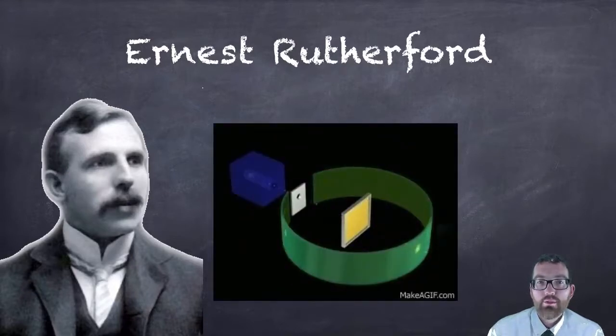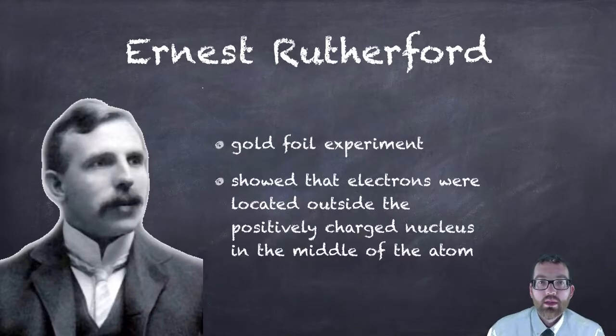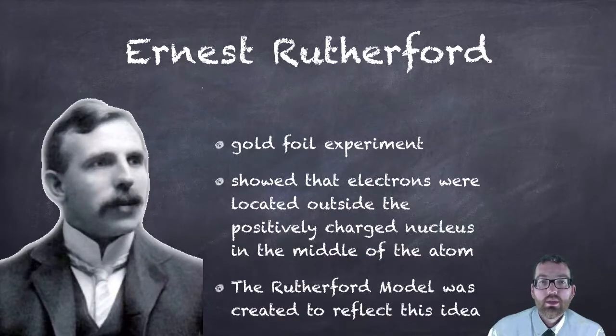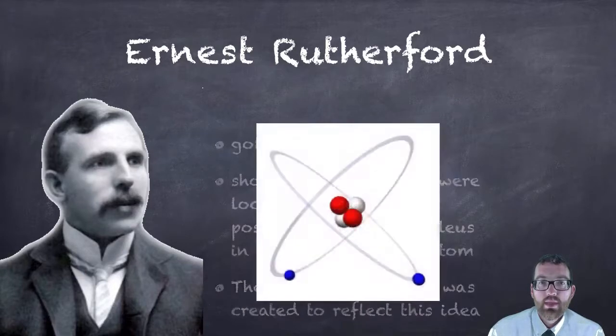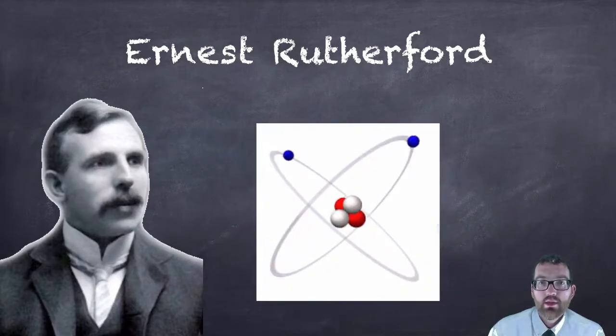Remember, he shot the alpha particles at gold foil and watched the backscattering on the detection screen. Well, it showed that electrons were located outside of the positively charged nucleus in the middle of the atom, and that nucleus was very small and very dense. So he made a model called the Rutherford model to reflect this idea. And it looks something like this. We have the nucleus in the middle, and we had the electrons floating around in the space outside of the nucleus.